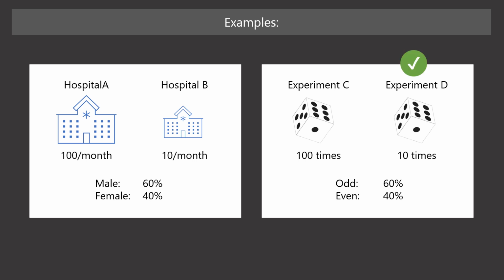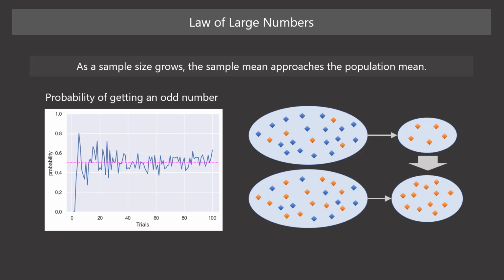The right answer of the second question is experiment D. And the right answer of the first question is Hospital B. These problems can be explained by the law of large numbers. The law of large numbers states that as the sample size grows, the sample mean approaches the population mean.